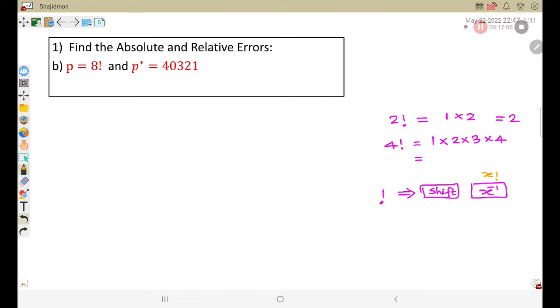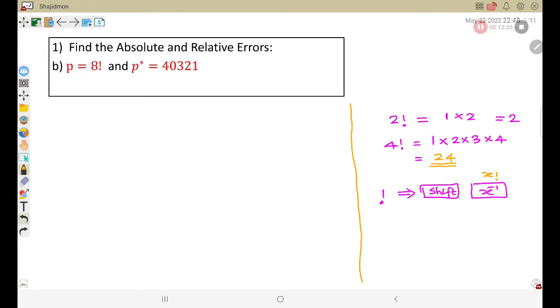For example, use shift x power minus 1 for 4 factorial. How much are you getting? Type 4, after that shift x power minus 1, 4 factorial, you will get 24, correct? 4 factorial is 24. So this is the idea here, the factorial symbol. You can use the calculator.